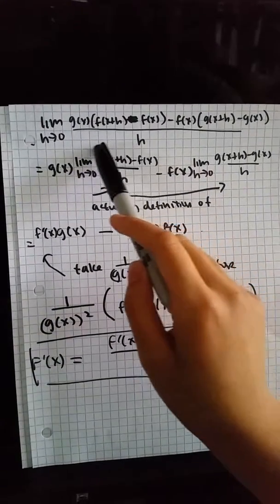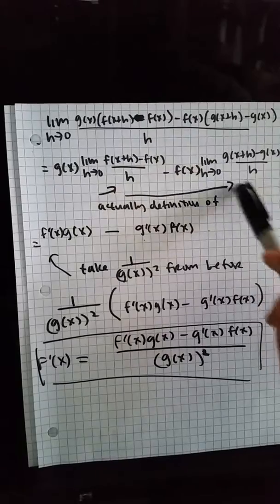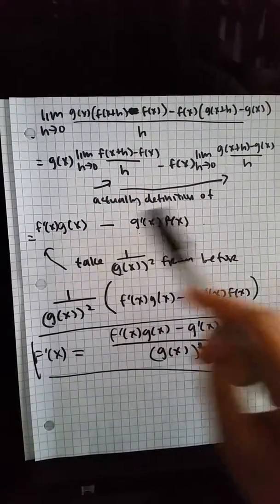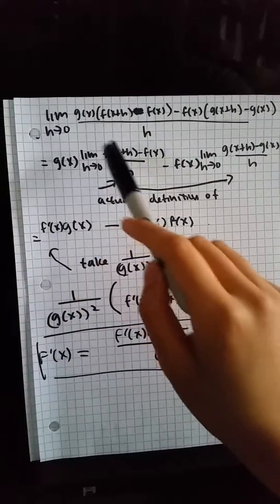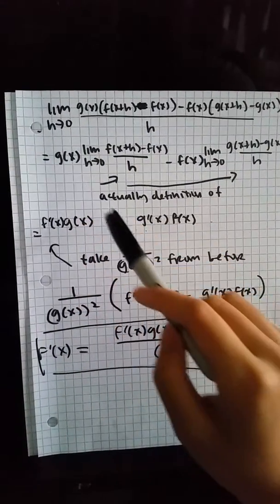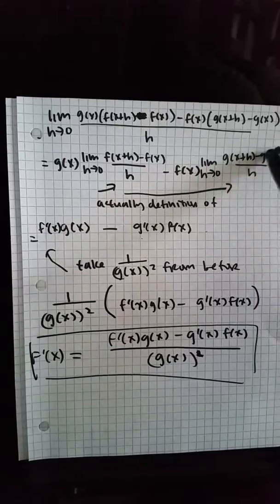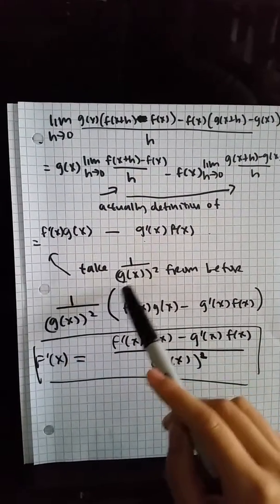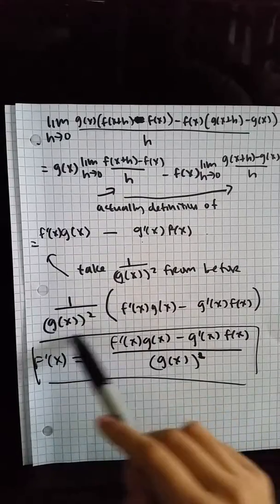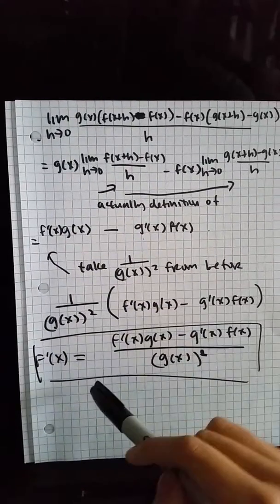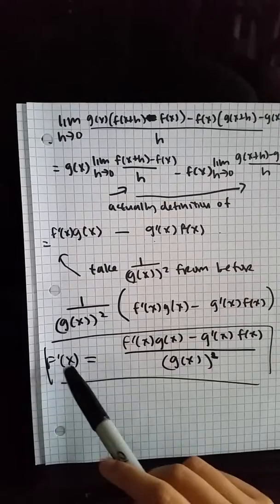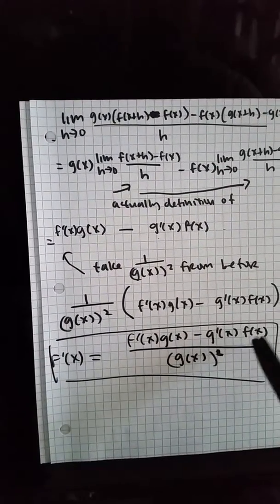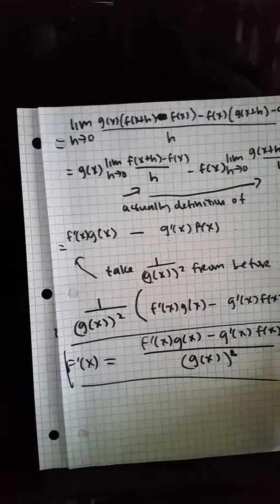And so as we can see here, the inside is actually just the limit definition of the derivative. So we can simplify that to f prime of x times g of x minus g prime of x times f of x. And if we take the 1 over g of x squared from before and multiply both of them together, it gives us the derivative definition, which is f prime of x times g of x minus g prime of x times f of x, all over g of x squared.